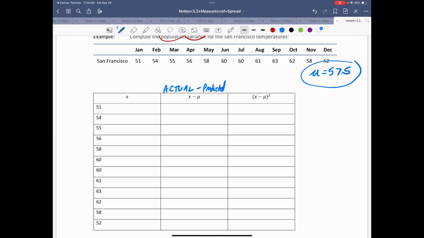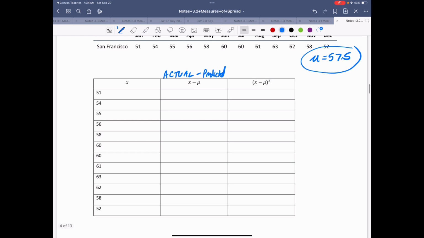All right, what I want you all to do, and I'm going to do a couple of them, and then I want you to pause the video. I want you in this column to write down your actual minus predicted. All right, actual minus the mean. Data minus mean. Pause your video and write those down, please.